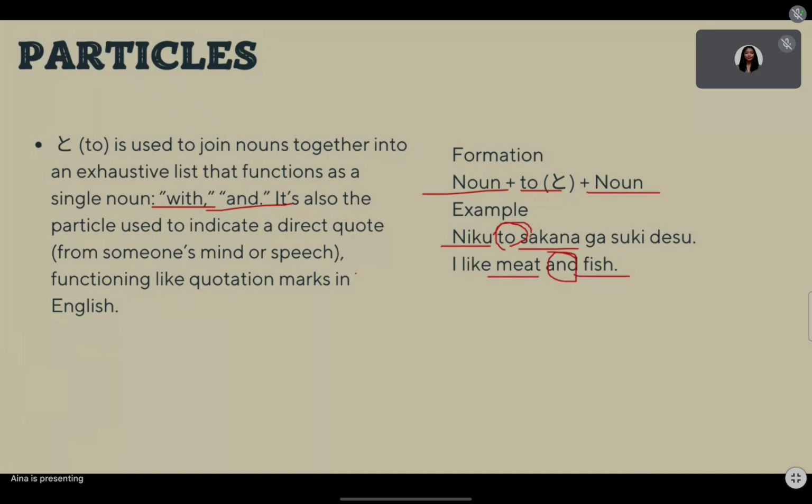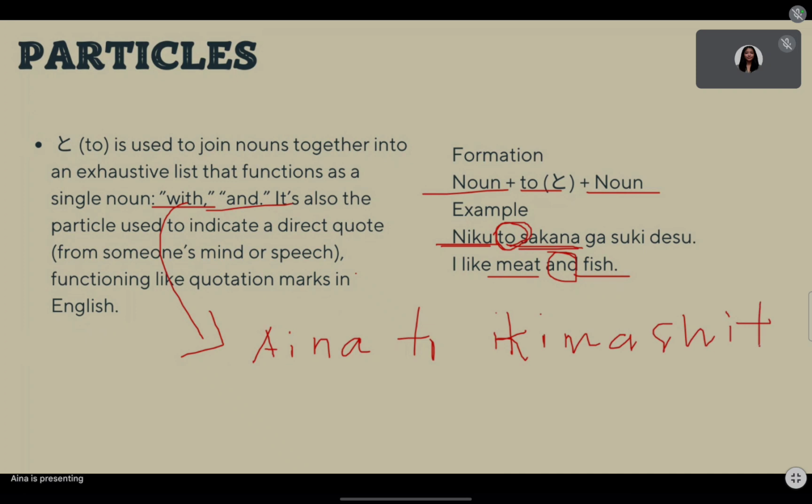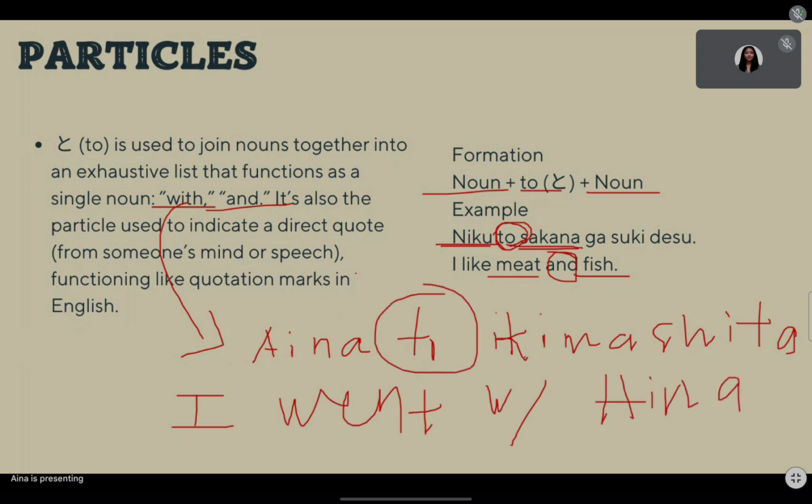So, ayan siya. Pag i-connect natin yung noun, dalawang noun. So, sensei, how about with? Paano nyo siya gagamitin? Yung particle to para as with. So, for example, Aina to ikimashita. So, this is to translate it, no? I went with Aina. So, nagamit natin si to as with. Aina to ikimashita. So, ganito naman siya. Wala tayong kinoconnect, pero may sinabi tayo with. Sino ang kasama mo or with? I went with Aina. Ayan si to. Okay? So, please write it down again.